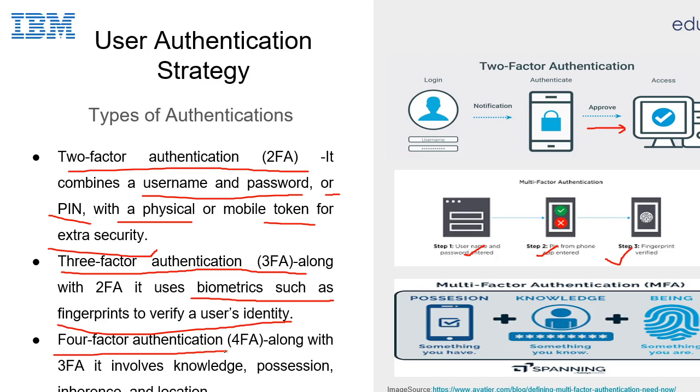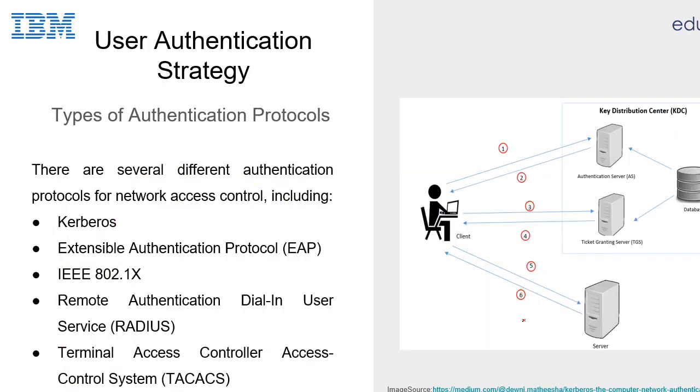And four-factor or multi-factor authentication, along with these two, involves knowledge, possession, inherence, or location. So that is added as an extra knowledge factor, to ask some question or some logical question. So this is an extra security in four-factor or multi-factor authentication. Nowadays, location is also used in authentication. So these are the types of authentication that exist nowadays.